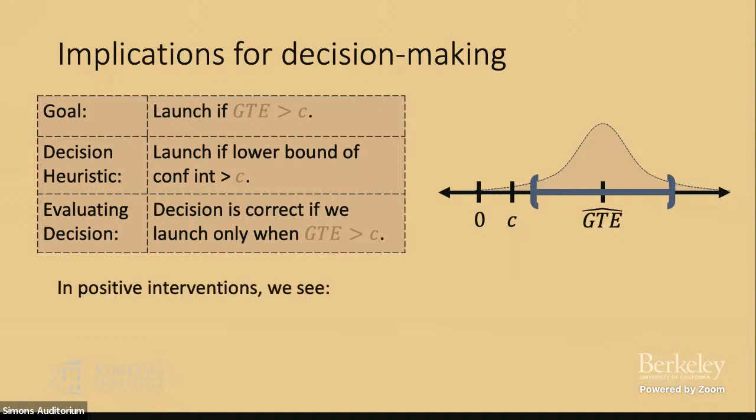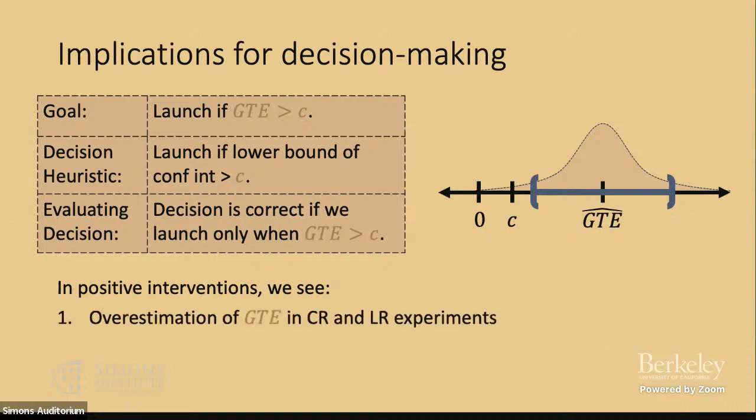All right, and so now let's go back to this class of interventions that we talked about earlier, the set of positive interventions. These are interventions that basically help everyone. And so here, what we see is that, again, we're overestimating the size of the treatment effect in our experiments. And so this is going to be shifting your confidence intervals to the right. And we're underestimating the true standard error here.